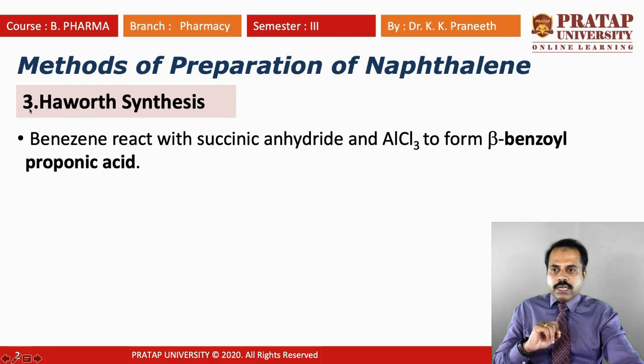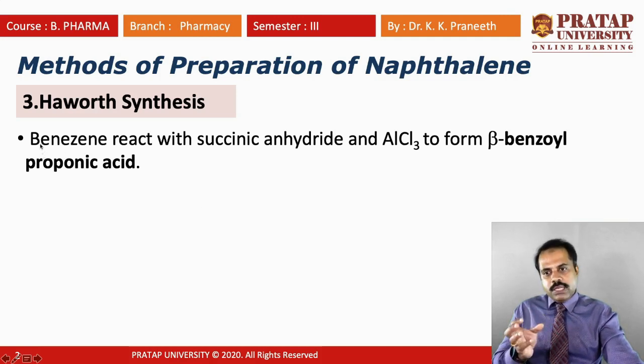However, this scientist prepared naphthalene in the laboratory using the following scheme. First, he took benzene. Benzene is the simplest aromatic hydrocarbon, right? He took benzene and reacted it with succinic anhydride, using AlCl3 as a catalyst. And he got beta benzoyl propanoic acid as the product.